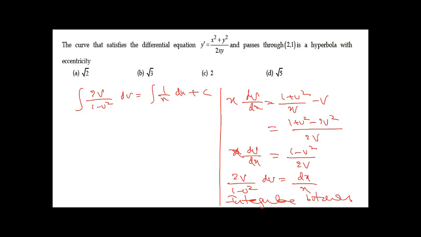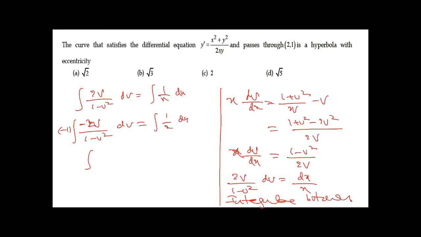One side is log x plus c, the right side is log x. Whatever the left side value is, this is log x. Clear? You can remove c also, or you can keep the letter c, no problem. So first, there is a method: multiply and divide by minus, because the derivative is... you can keep minus outside, dv equal to integral of 1 by x.